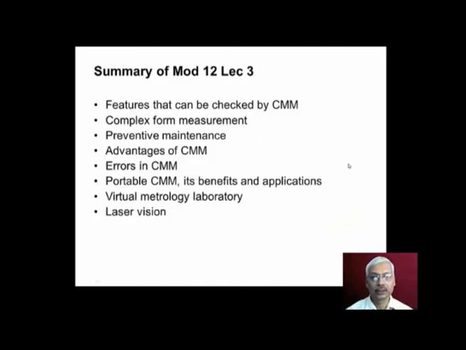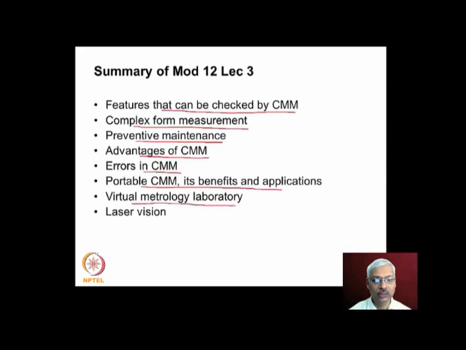Now let us conclude this lecture number 3. In this lecture we discussed what are the features that can be checked by coordinate measuring machine, complex form measurement of workpieces, and how to maintain the coordinate measuring machine, what are the advantages of coordinate measuring machine, what are the common errors in CMM, and then we also discussed portable CMM, its benefits and applications, and then we studied virtual metrology laboratory and laser vision.